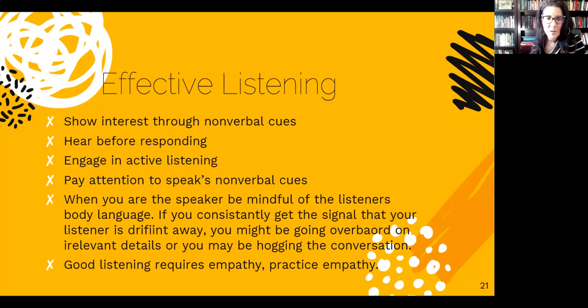When we are the speaker, it's important to be mindful of the listener's body language. So if they act disinterested, what does that mean? If we consistently get the signal that our listener is drifting or not paying attention, then it might be us that needs to check ourselves. We might be going overboard on irrelevant details, or hogging the conversation. We can go overboard easily on irrelevant details when we tell stories about the movie we saw or the book we read. We go into a 10-minute thing when we could just say a few sentences about it.